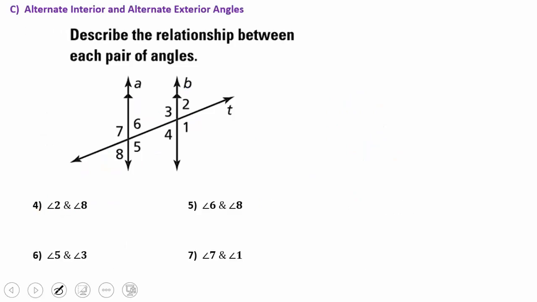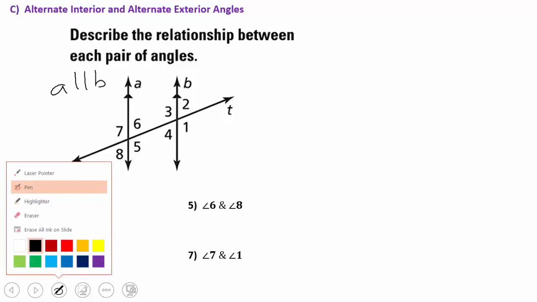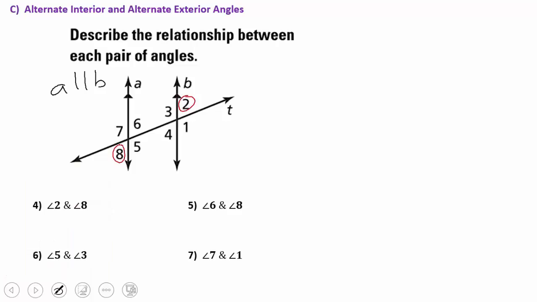Moving right along. We're going to use what we know now about alternate interior and alternate exterior. We're going to describe the relationship between each pair of angles. So let's take a look at our picture. We have two parallel lines. A is parallel to B, cut by transversal T, and we have these 8 angles that are formed. And we want to know, what is the relationship between angle 2 and angle 8? So I'm going to use colors when I do this. Angle 2 and 8, those are on the outside of the river on opposite sides. So they are alternate exterior angles. Make sense?